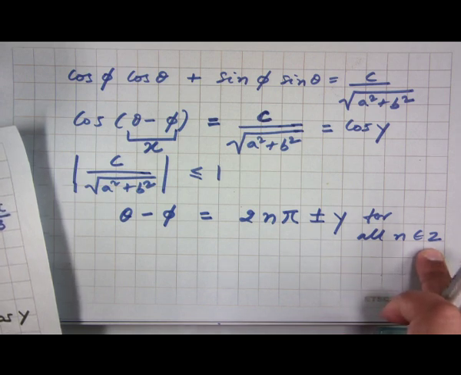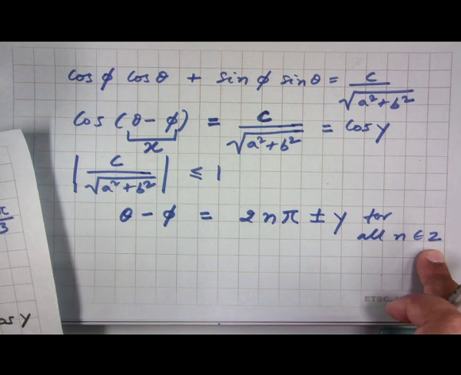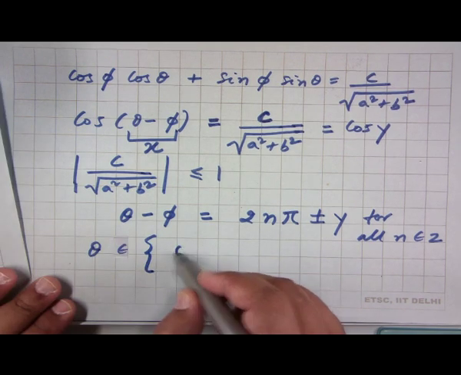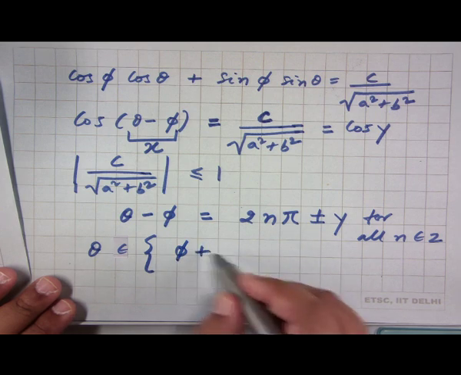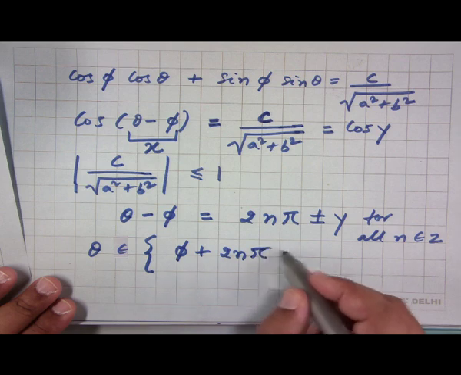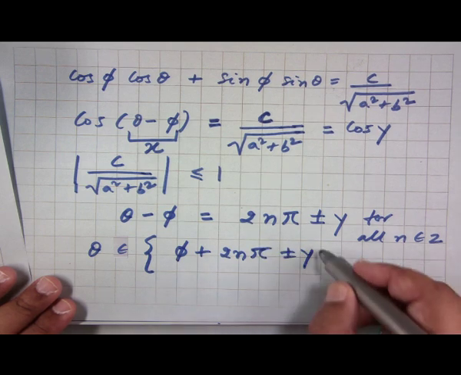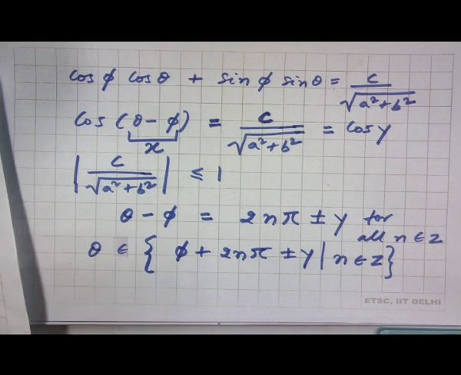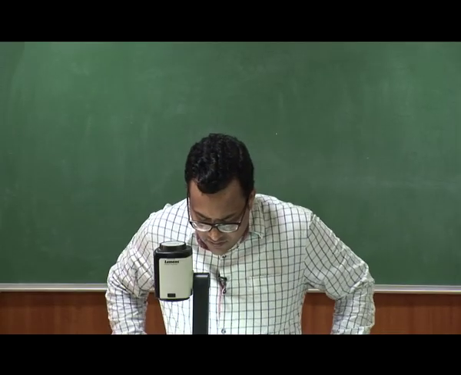And therefore, the final general solution for theta is equal to phi plus 2n pi plus minus y, where n is an integer. So, this is the general solution to this trigonometric equation, but this general solution will exist if and only if this condition is valid or it holds. Now, let us discuss another problem.